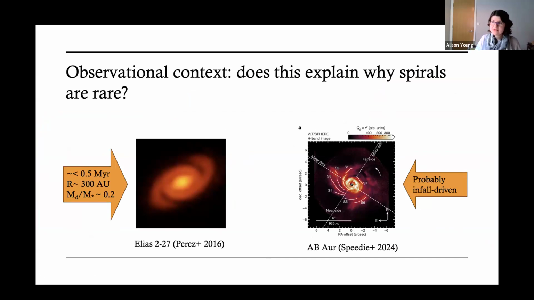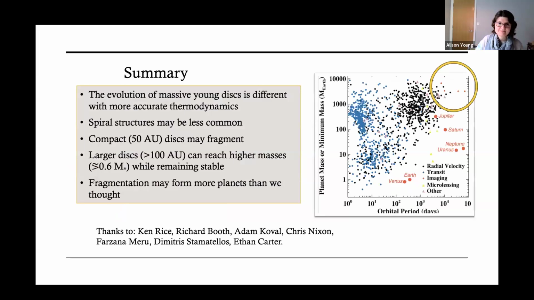But the typical signature of GI until now has been these large scale spirals, and it's been a puzzle that we haven't really observed that. And perhaps this is the reason that there are GI disks out there. They're just not showing these large scale spirals. So we're not looking for the right thing necessarily.